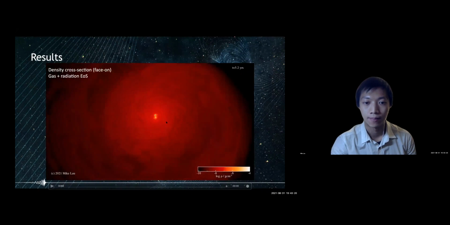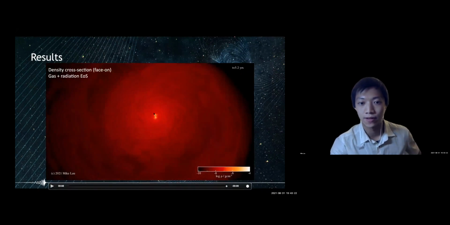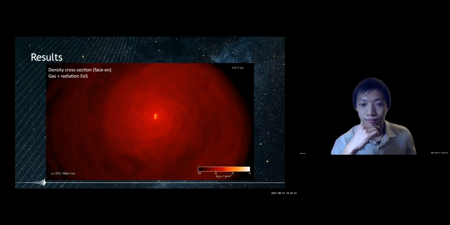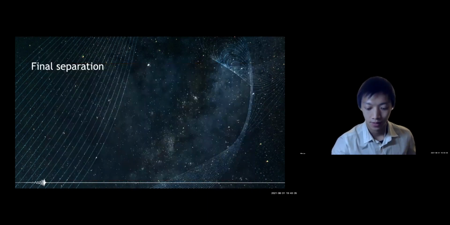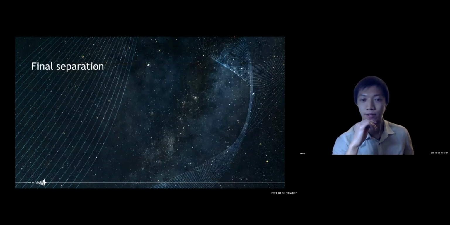And this is what we get. And by the way, I've forgotten to mention that we're modeling the stellar core and the companion with these softened gravity point masses, and we don't allow them to accrete. So these are sort of the qualitative results from my simulations.